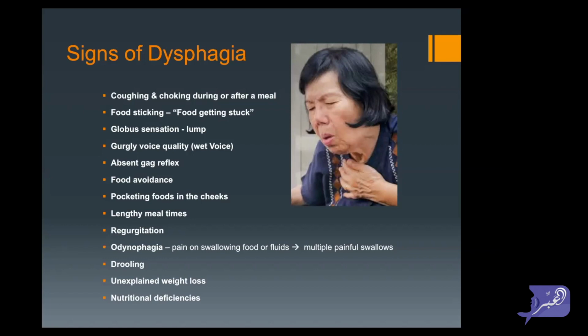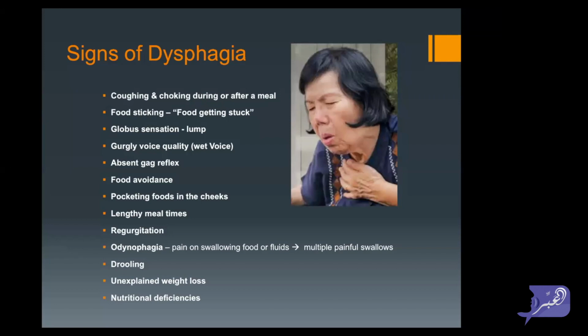Absent gag reflex. So when you are doing the oromotor exam and you poke in to sort of trigger that gag reflex, which is important in an oromotor exam, then you don't notice any gagging. Once you go in with the tongue depressor gently to sort of test the gag reflex. Food avoidance, so they will say, I stopped eating this and that and steak and bread, for example.